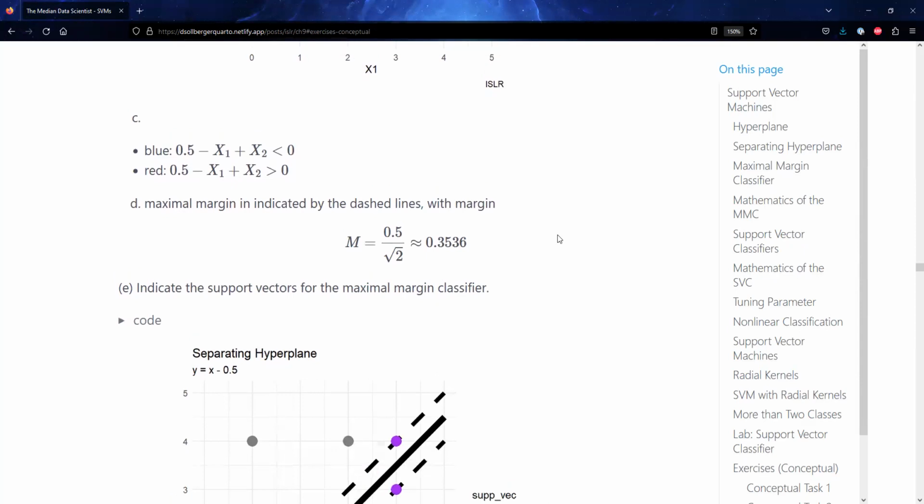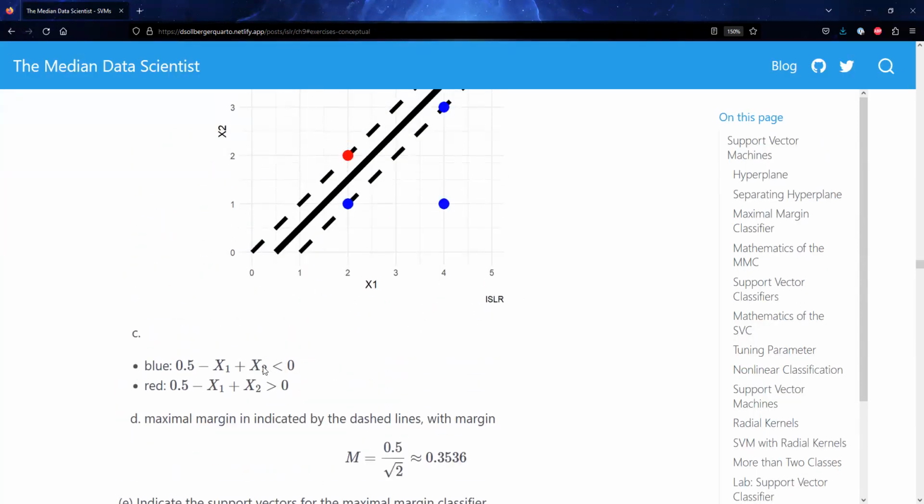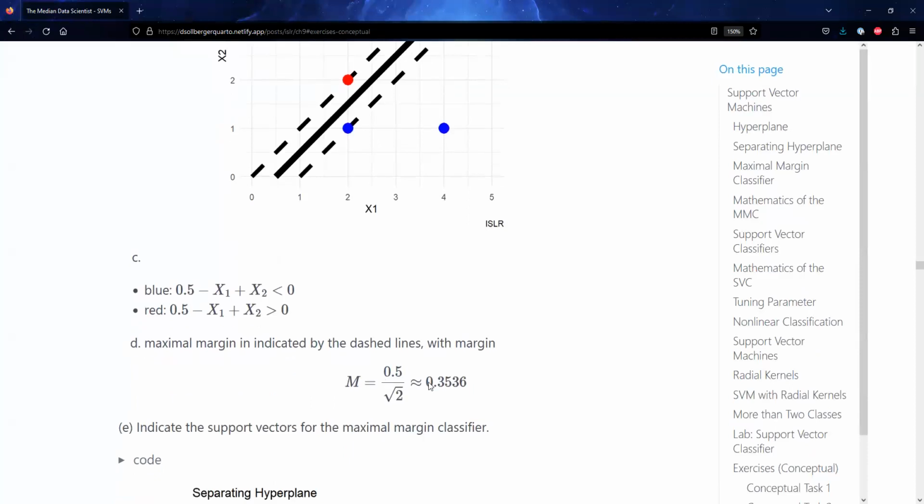Part C asked us to figure out what the equation was. So that's the equation of the solid black line. In this example, I'm classifying the blue region where we're below the line and the red region where we're above the line. By a little bit of geometry, we could figure out the numerical distance of the margin. So we get about 0.35 here.